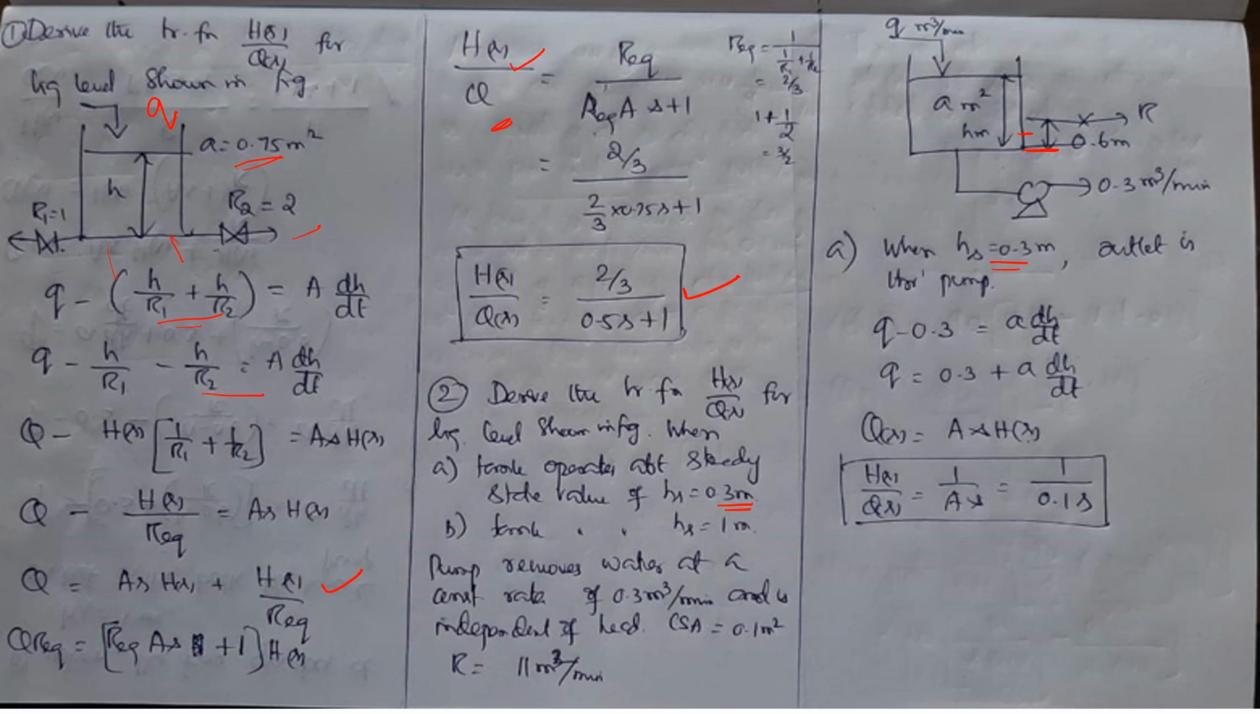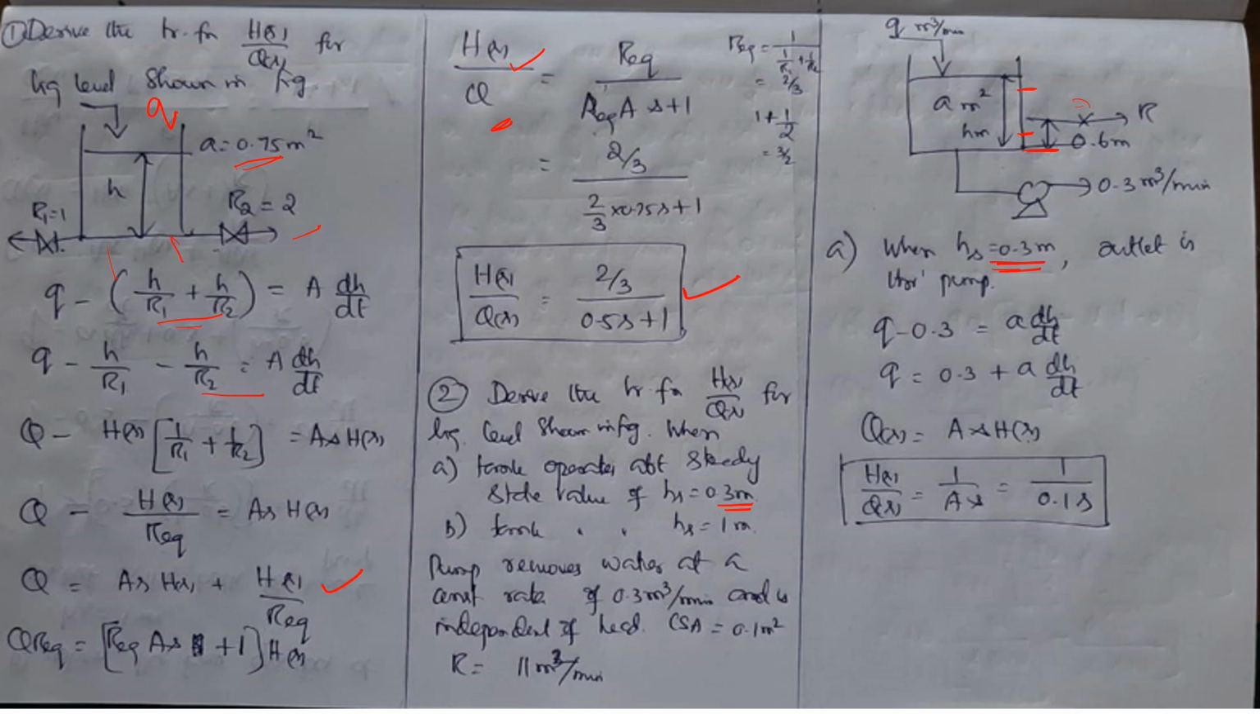0.3 means here. So if the level is here, the outlet is only through the pump. If the level is here, the outlet is through this path and then this path. But first, the first condition is H equal to 0.3, which is below this pipeline. So the outflow rate is only through this pump.